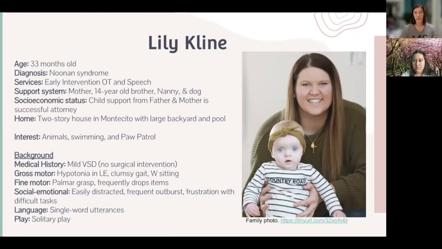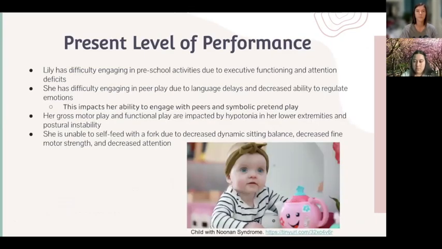She is easily distracted, has frequent outbursts, and shows lots of frustration with difficult tasks. And she is receiving speech because she currently is only presenting with single word utterances. And in regards to play, she's only doing solitary play, which is not age appropriate for an almost 3-year-old.